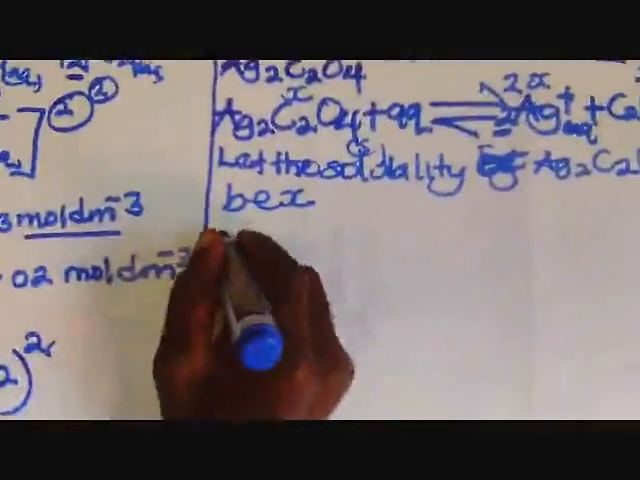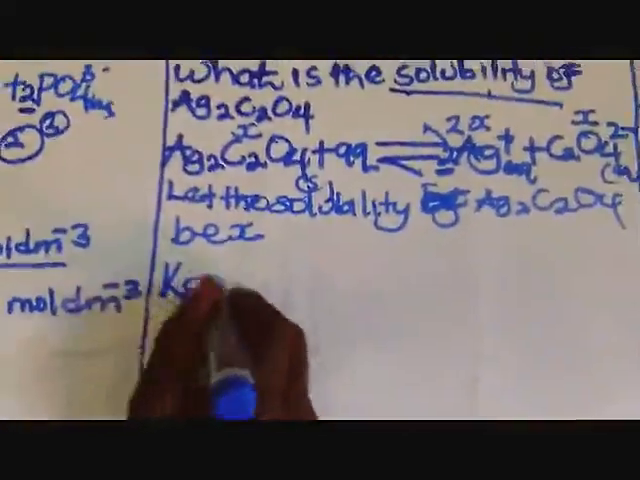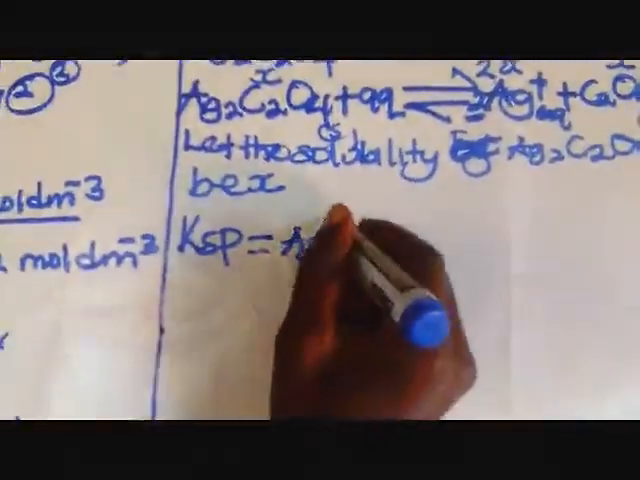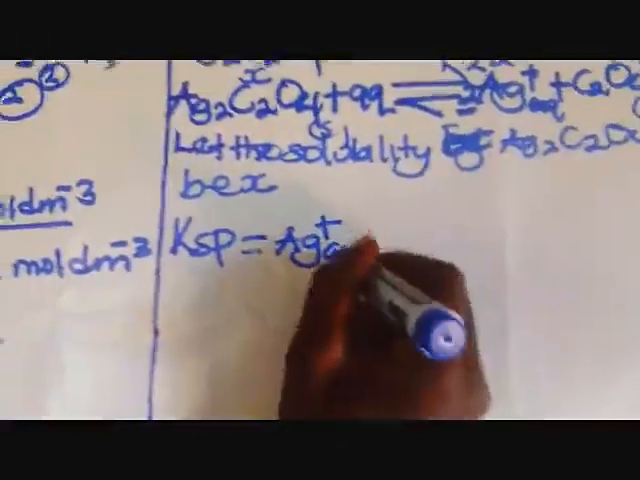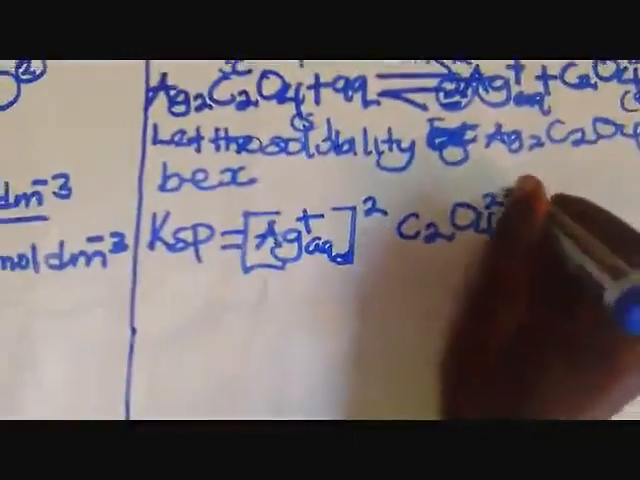However, we can come and say now, remember our Ksp expression is like that, is equivalent to the concentration of silver ions, like that, but raised to the appropriate power of 2, then the concentration of oxalate ions, like that.